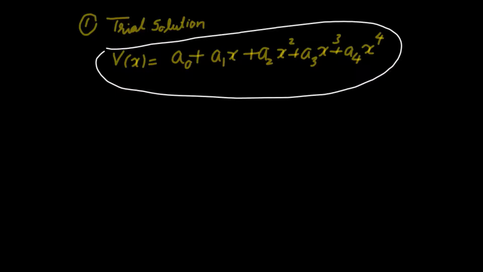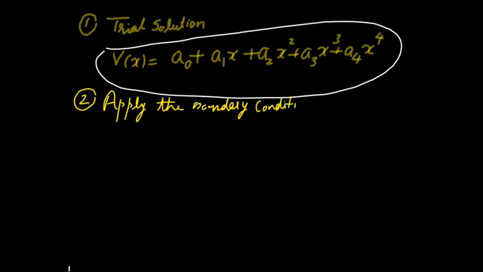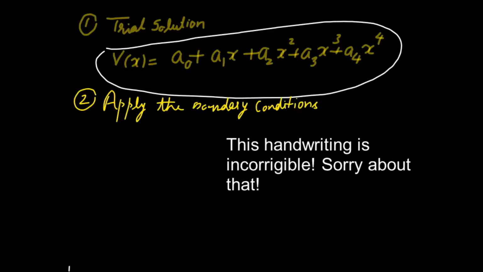So what is the second step? The second step is to apply the boundary conditions. So let me write that down here. The second step is apply the boundary conditions. Sorry about this terrible handwriting, I'll try my best. So what is the first boundary condition? The first boundary condition is that the value of displacement at x is equal to 0 is going to be 0.